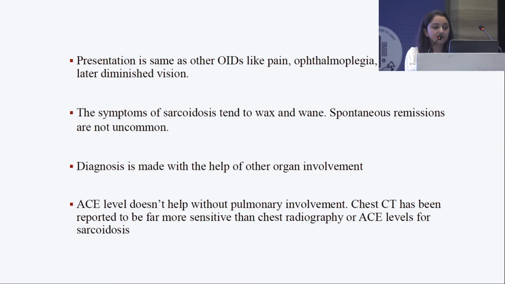Presentation is similar to the idiopathic inflammatory disorders with pain, ophthalmoplegia, proptosis, and later in extensive cases there may be diminished vision. Symptoms characteristically tend to wax and wane, and there might be spontaneous remissions also. ACE levels are useful for the diagnosis, but it doesn't help if the pulmonary involvement is not there. The other sensitive investigation is chest CT scan.